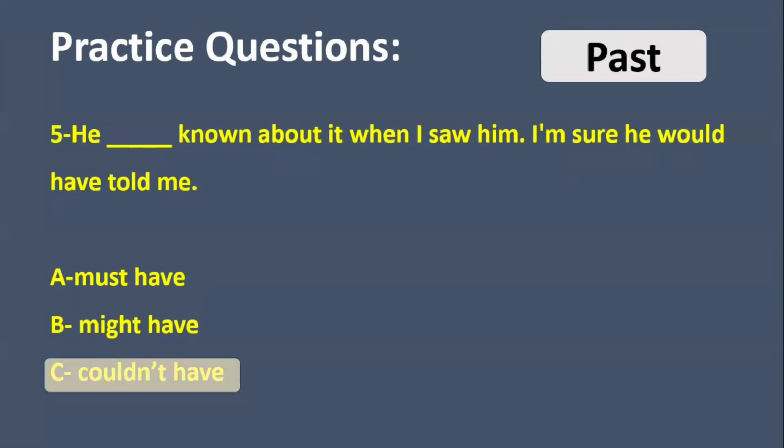مستحيل إنه كان يعرف عن الموضوع وإلا كان أخبرني. Okay? وإلا كان عارف. So I'm sure that he did not know. I'm trying to tell you, I'm sure he did not know.